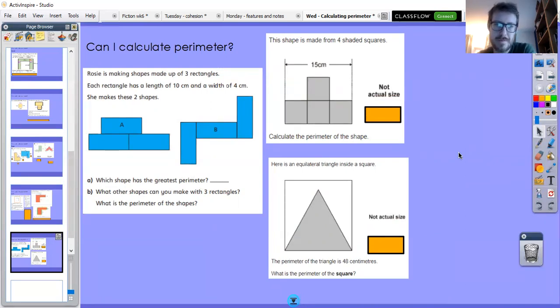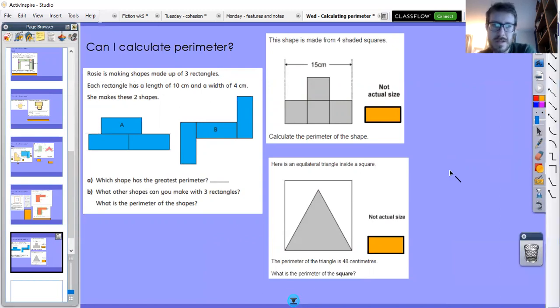Okay, so this one, Rosie is making shapes made up of 3 rectangles. Each rectangle has a length of 10 centimeters and a width of 4 centimeters. And she makes these 2 shapes. Which shape has the greatest perimeter? What other shapes can you make with 3 rectangles? What is the perimeter of the shape?